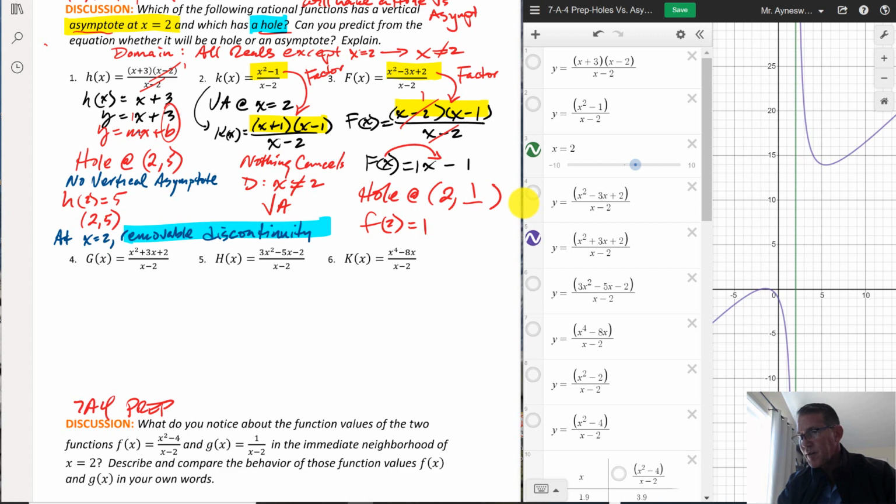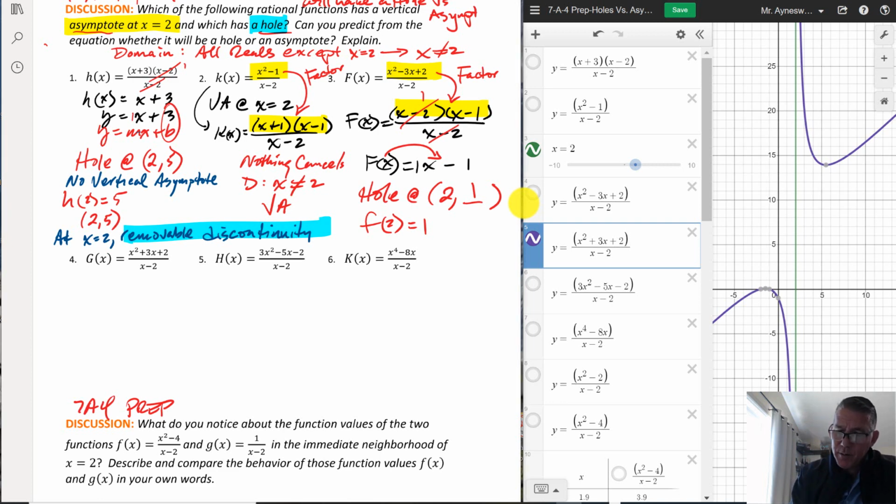Okay. So notice that we got to type in x equals 2. That's the green line here. And notice on the right side of 2, as you approach 2 from the right, it goes up to positive infinity. And on the other side, if you approach 2 on the left side, it goes down to negative infinity here. Okay, so we have a vertical asymptote, but why?